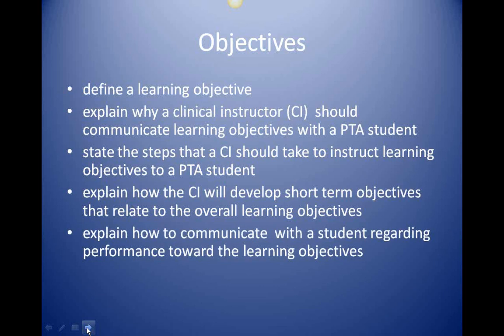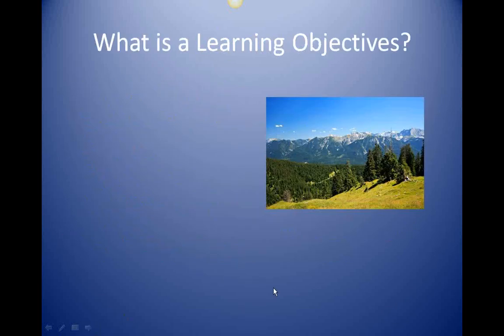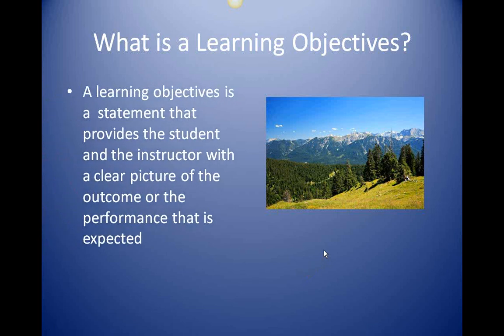Awesome. Well, I guess the next thing that we want to do here is to just define a learning objective, or at least highlight what that is. Tammy created this slide here, and you found a pretty good definition. A learning objective is a statement that provides the student and the instructor a clear picture of the outcome of the performance as expected. And it's very important that we understand learning objectives because it gets us all on the same page.